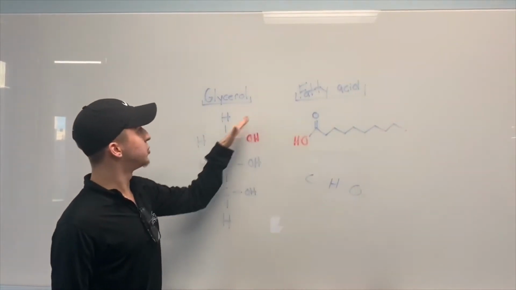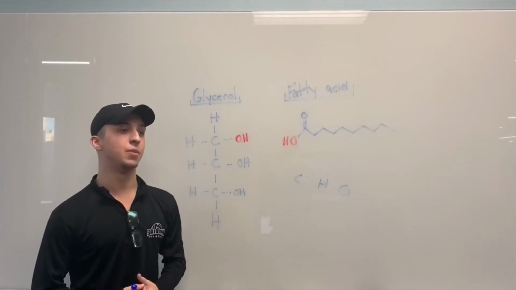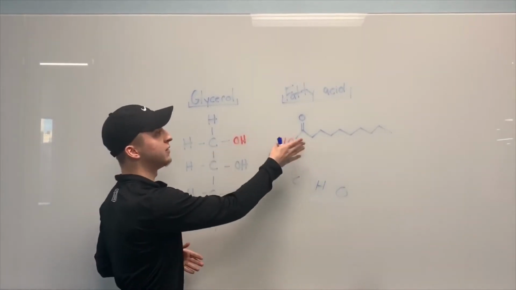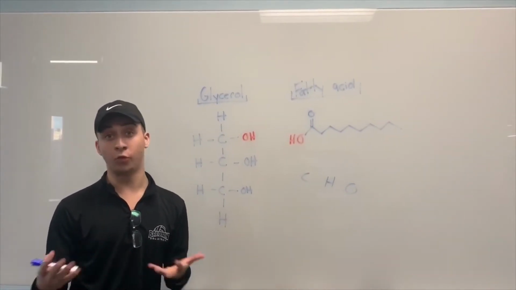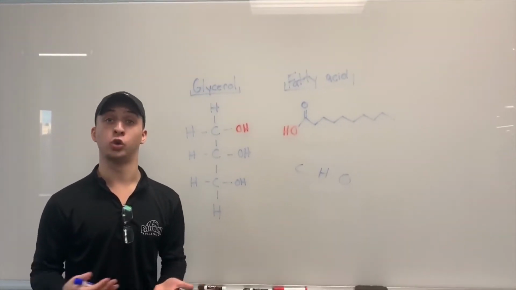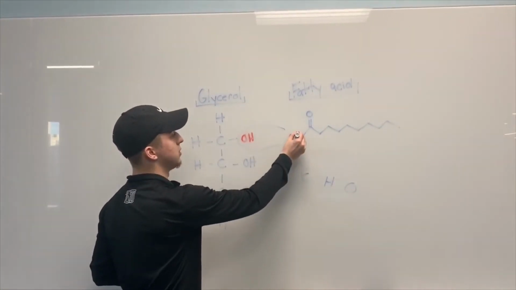Now, the bond that exists between these two molecules is what is known as an ester linkage, and that involves the hydroxyl groups on both the glycerol molecule and the fatty acid chain. This ester linkage forms via a condensation reaction, which, as we know, produces a molecule of water whenever it occurs.